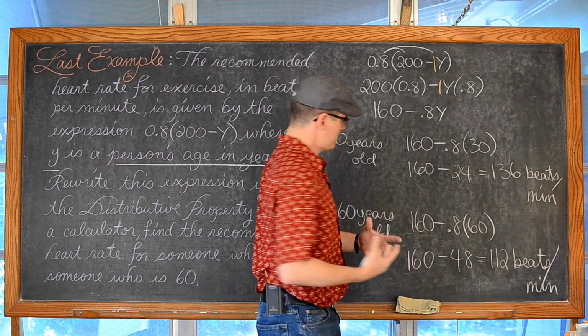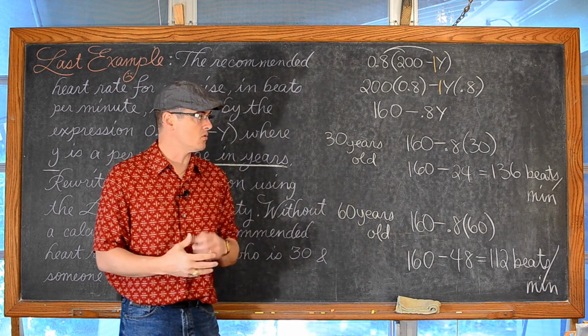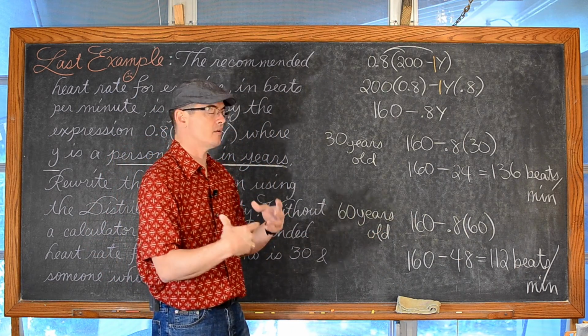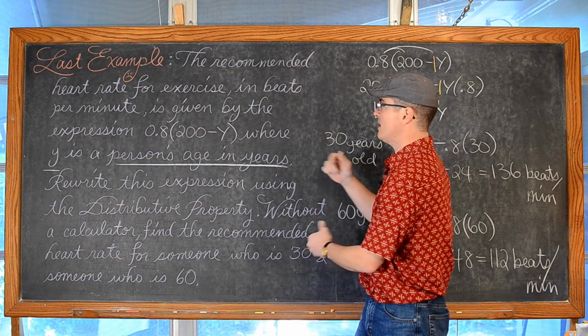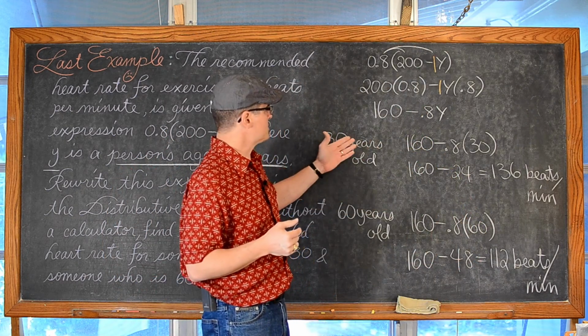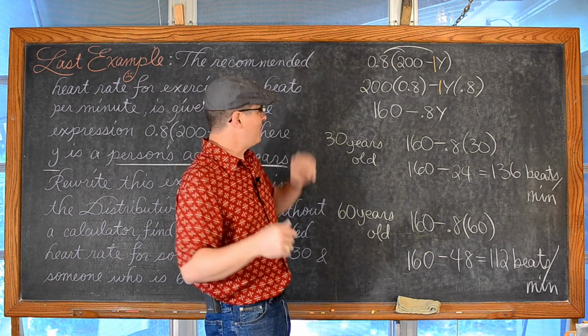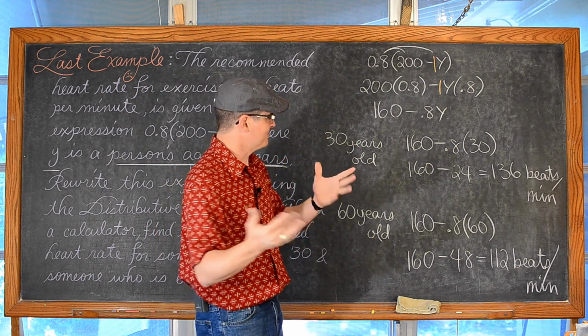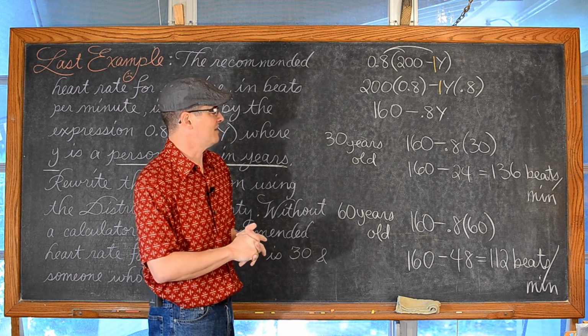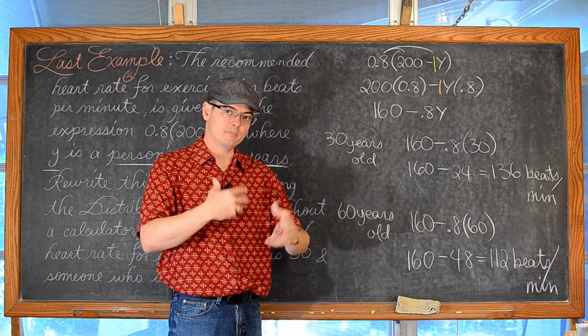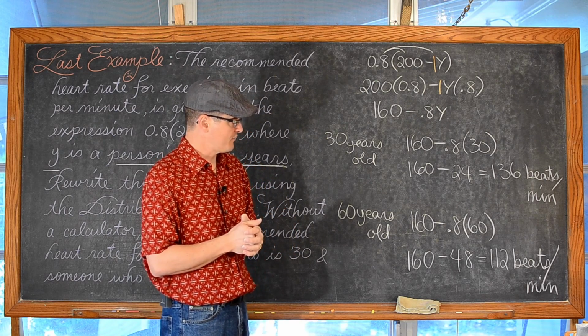So someone who is exercising who is 60 years old is not necessarily going to want to get their heart rate up. They shouldn't be getting their heart rate up, at least not by this recommended formula, as high as someone who's in their 30s or certainly 20s, or teens, or I don't know what your age is that you're studying this. But at any rate, the older we get, the lower our recommended heartbeat is for exercise.